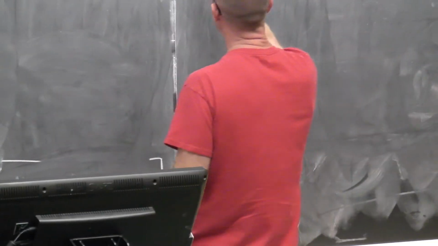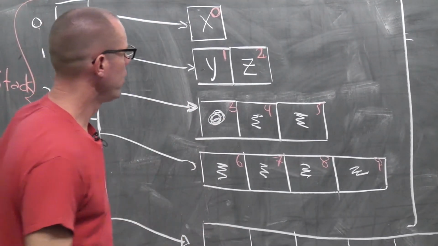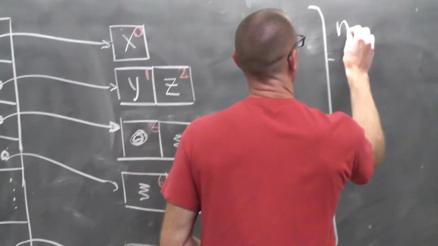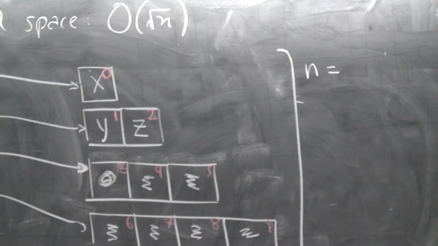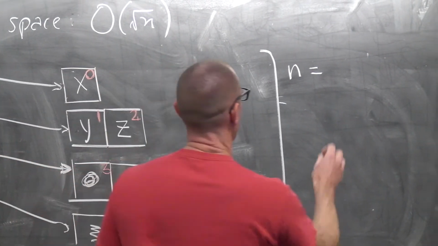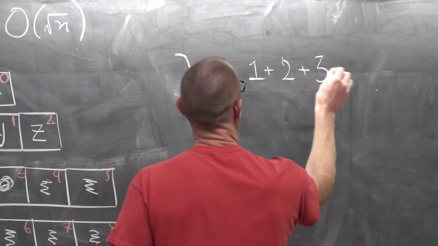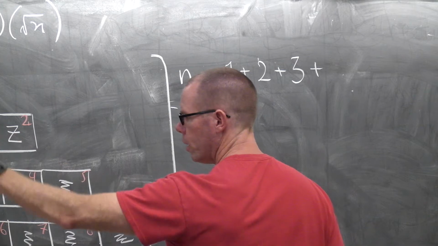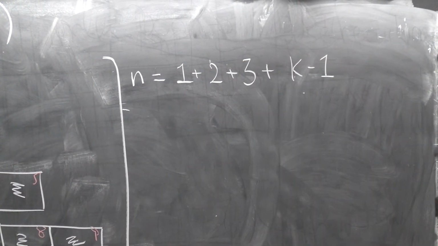So the question is, in this picture, if all of these are full, then n equals what? Well, it equals 1 plus 2 plus 3 plus all the way up to the last one, which we did this before.